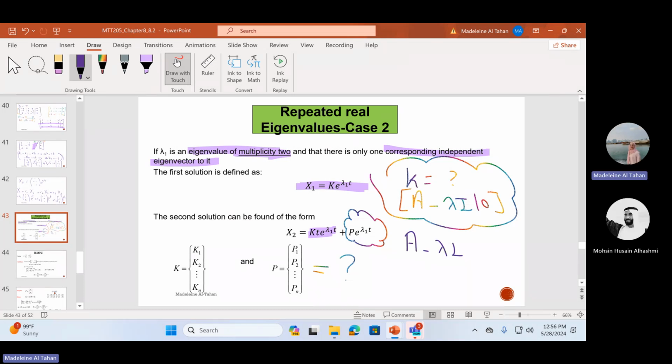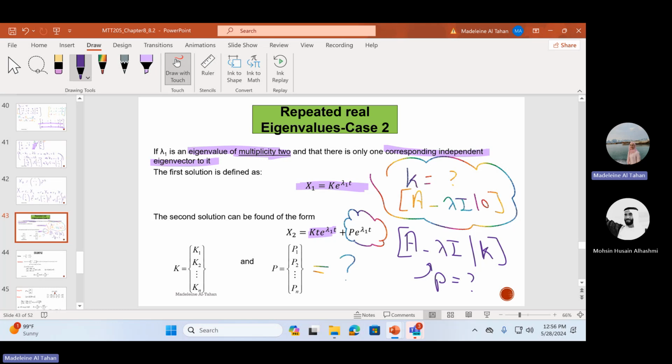A minus lambda I. But here, instead of 0, what will we put? Okay. And in this case, we will find the solution of this non-homogeneous system. Okay, miss? So can we find P before K? What's the first step? Eigenvalue. Eigenvector. Check if it's less than which is required. What do we need to find now? After finding K, what do we find?